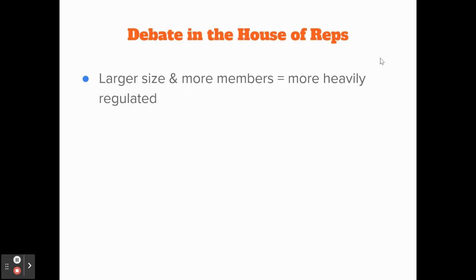So, obviously, the House of Reps is considerably larger. It has more members. And what this basically means is that the rules for debate are more extensive, right? Debate in the House is more heavily regulated and restricted because there are just so many more people.